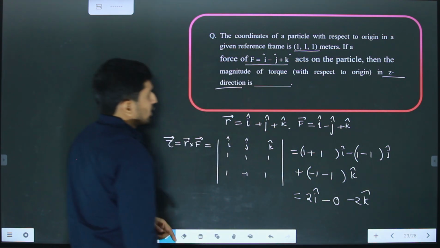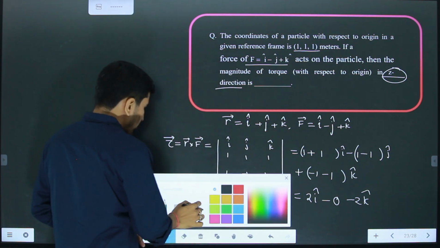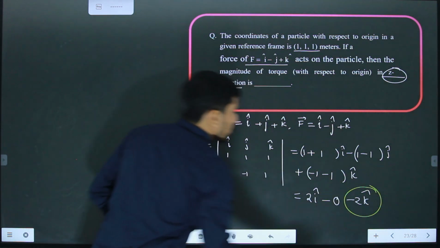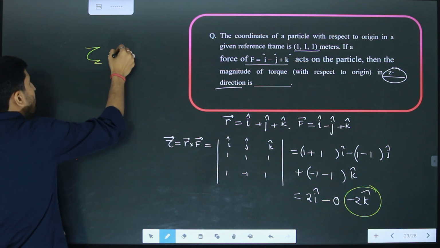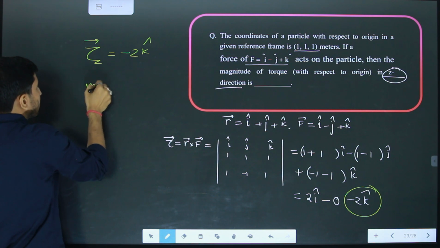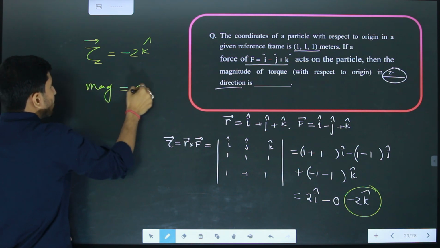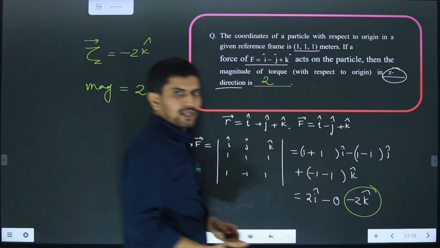Okay. But we have to calculate only the z component. And what is the z component? The z component is this one. So z component of the torque is equal to minus 2 k cap. So what is the magnitude? The magnitude is equal to 2. So this is 2. Okay. Now let's move to the next question.